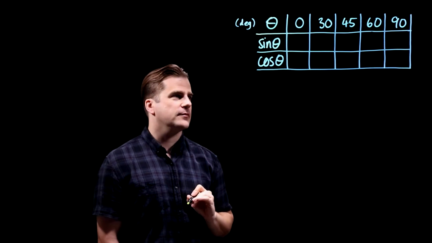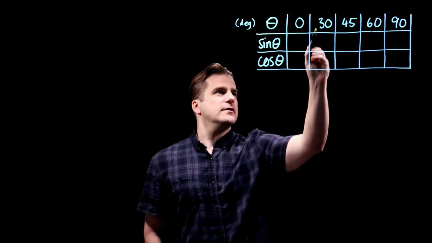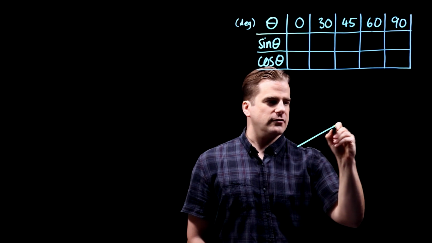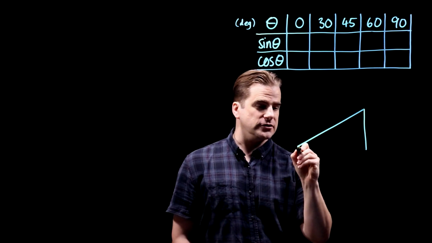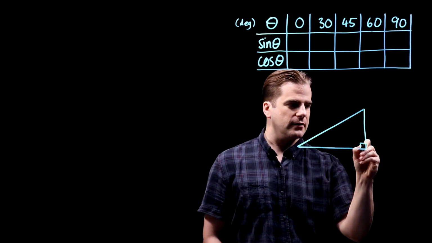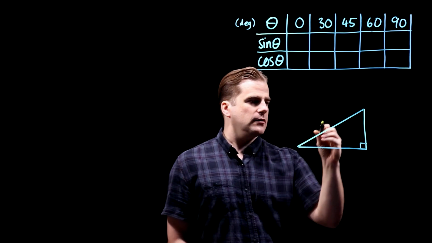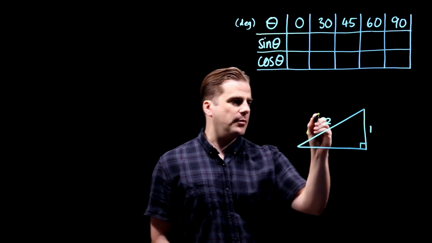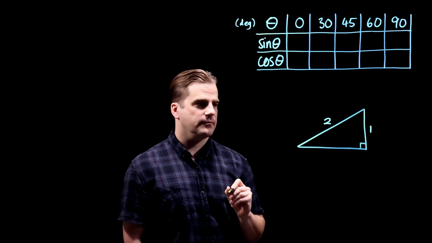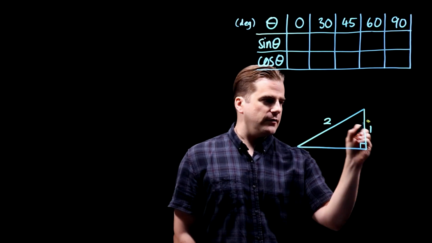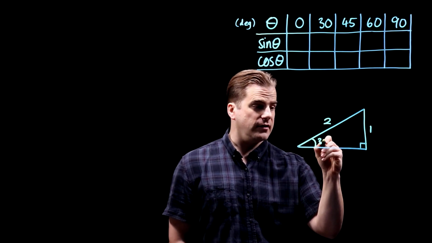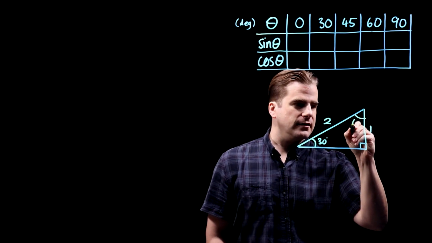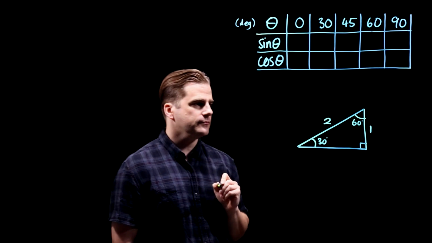Here we go. Right, to fill in the 30s and 60s, just draw a little triangle if you want to jog your memory. A right angle triangle where the hypotenuse is 2 and this side is 1. So the hypotenuse is twice the length of that. When that's 2 and that's 1, this angle is exactly 30 degrees. Okay? And this angle is exactly 60 degrees. Right?